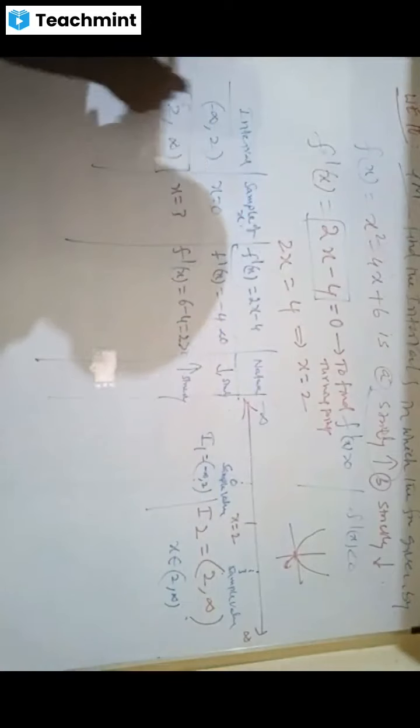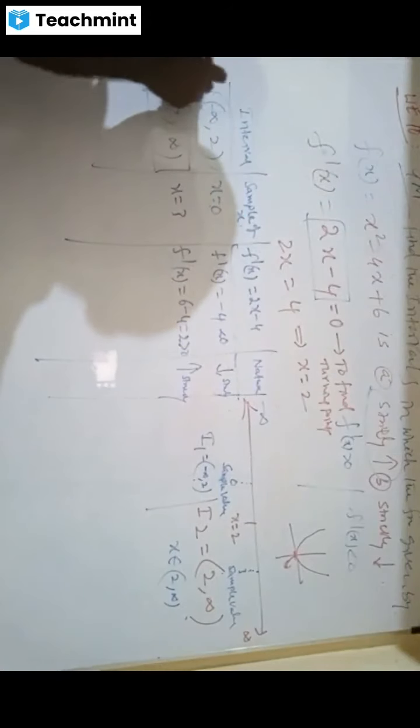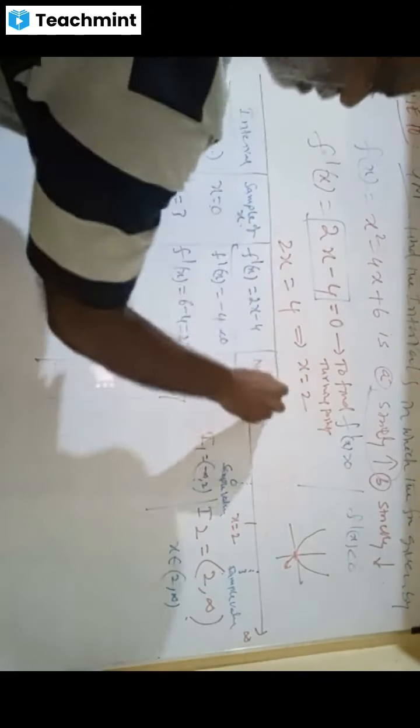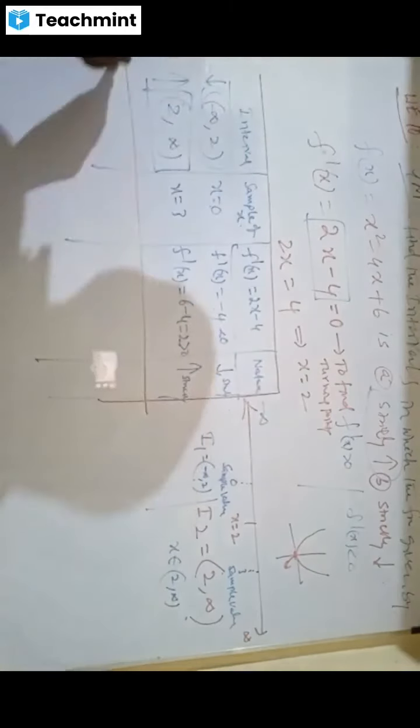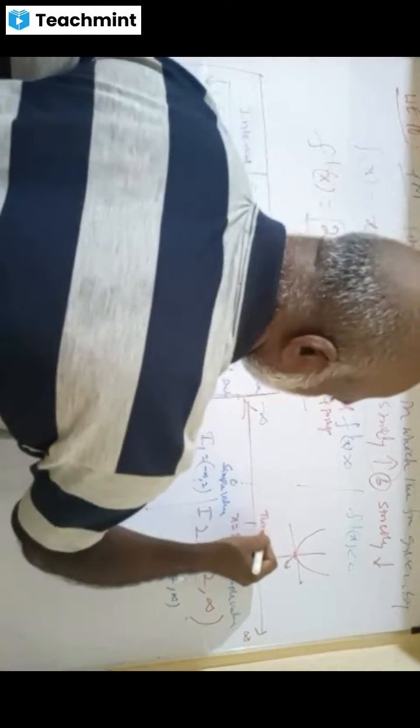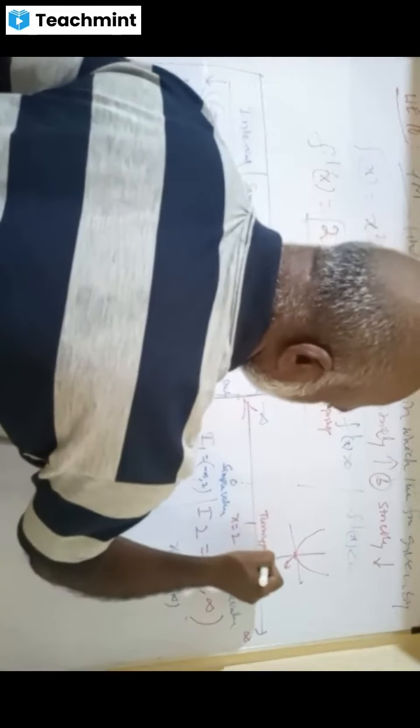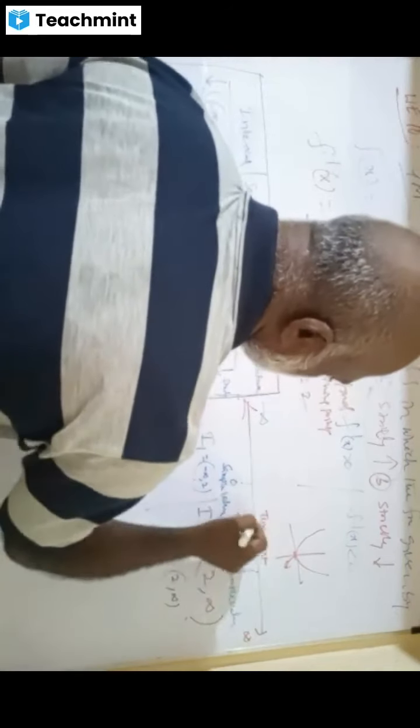Therefore, this interval is for strictly increasing, and this one is for decreasing. That's all. See how beautiful it is, making this table. Once you find the turning point, at 2 it's turning.